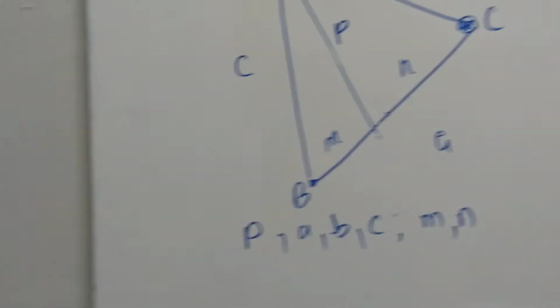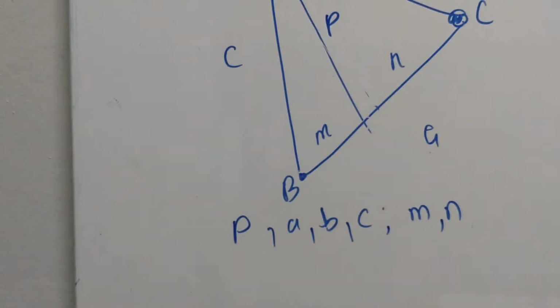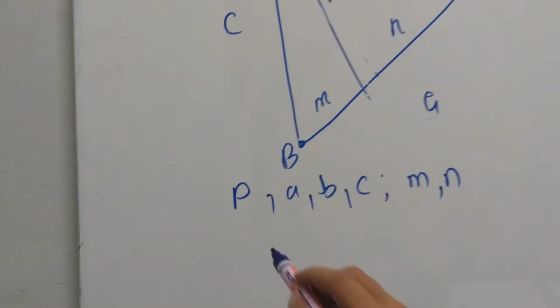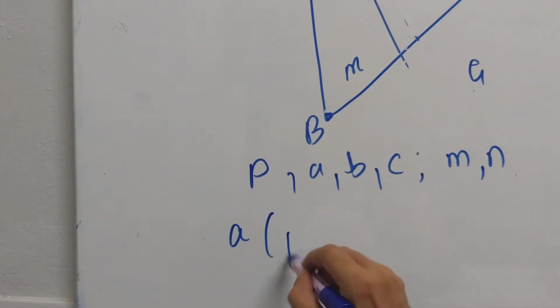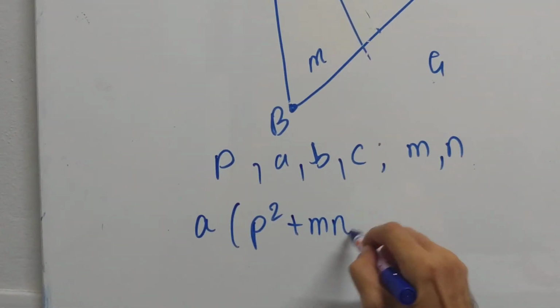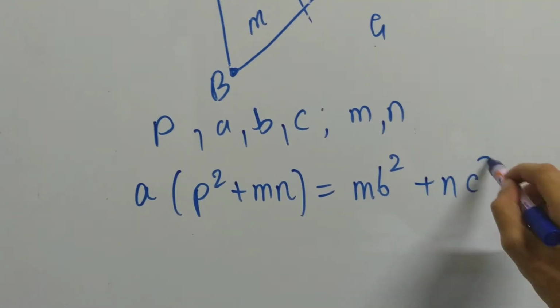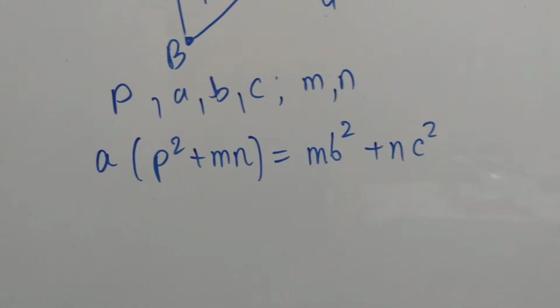And it's quite complicated. And it's Mr. Stewart from Scotland who discovered it. And it looks like this: a p squared plus mn equals mb squared plus nc squared. We want to prove this.